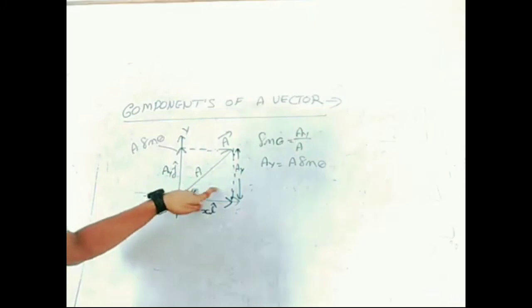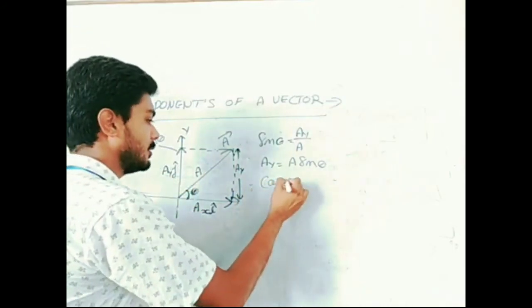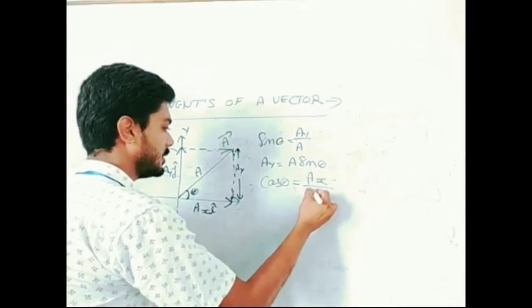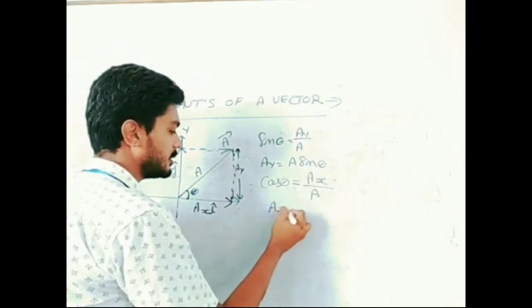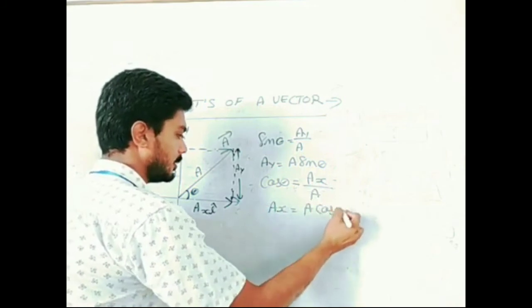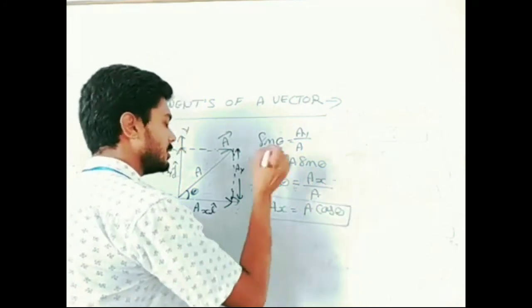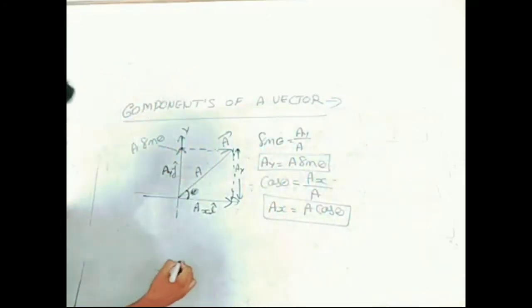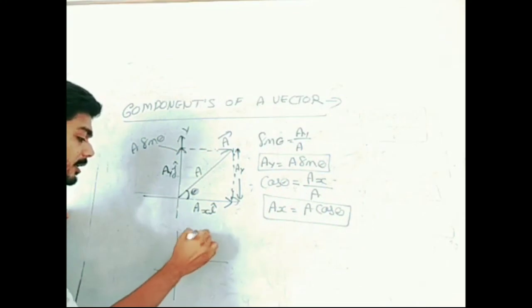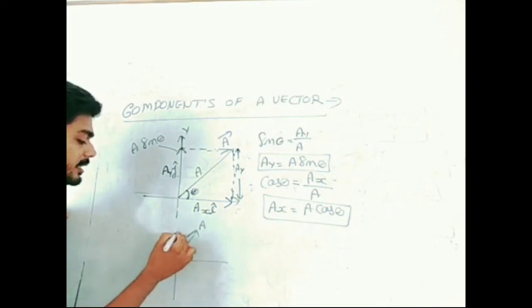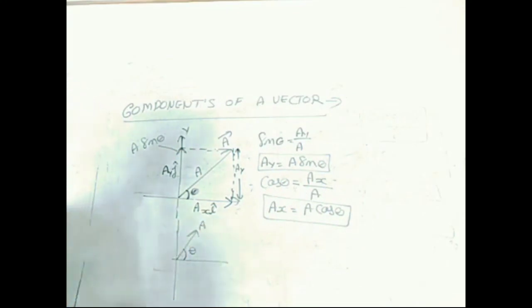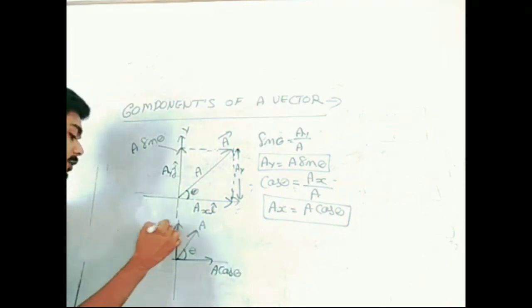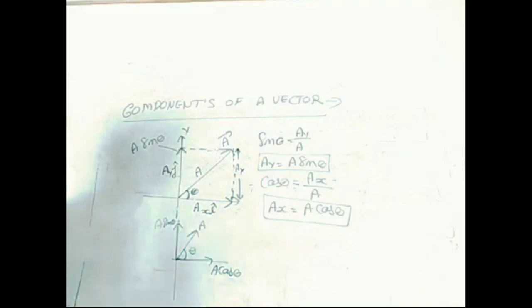Now apply cos theta in this triangle. Cos theta is equal to base upon hypotenuse. Base means ax and hypotenuse is A. You get ax is equal to A cos theta. Then students, for any vector A which is inclined at angle theta, this vector A has two components: horizontal component A cos theta and vertical component A sin theta.